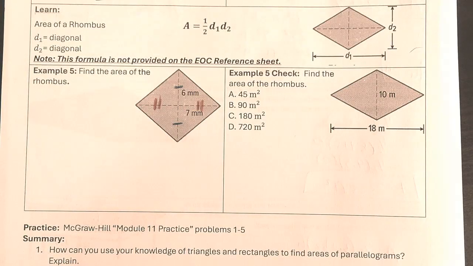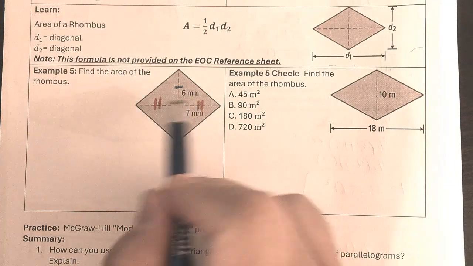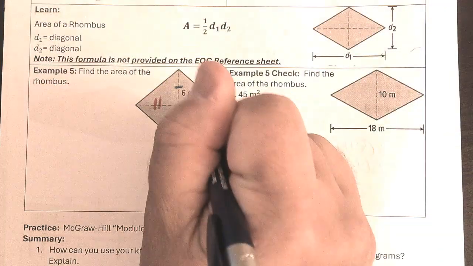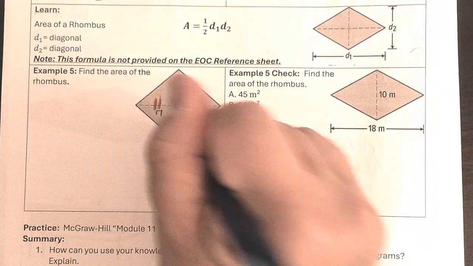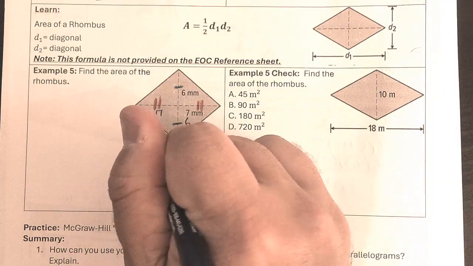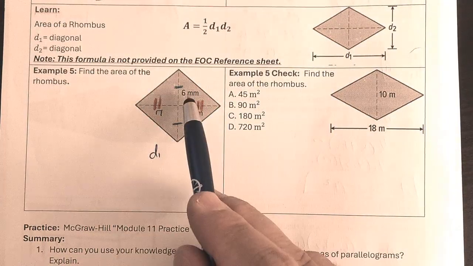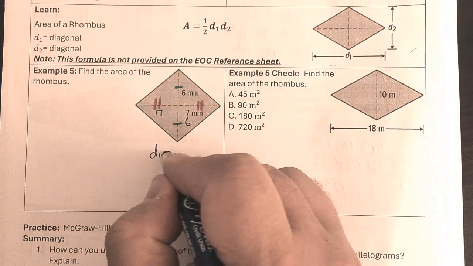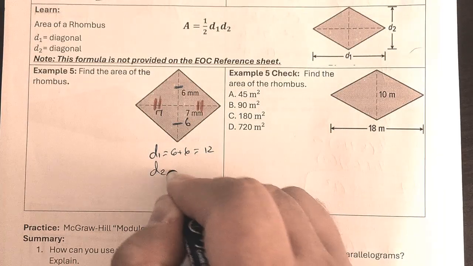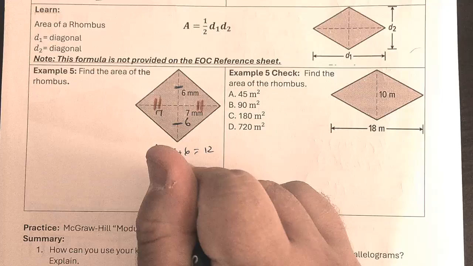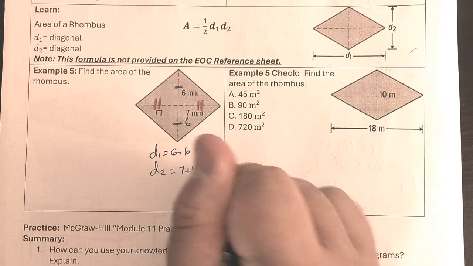So, with a rhombus, the diagonals are bisected, so that means each side is congruent. So this side is 7, this side is 7. If this side is 6, this side is 6. So my diagonal 1, doesn't matter which one is which, is 6 plus 6, which is 12. Diagonal 2, that's the other one, is 7 plus 7, or 14.